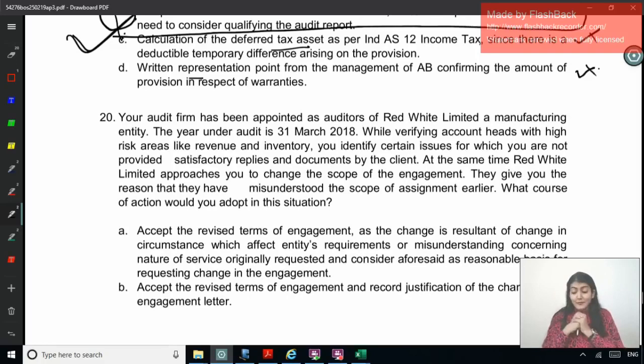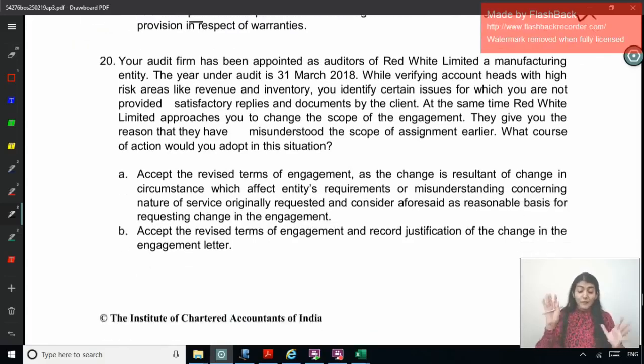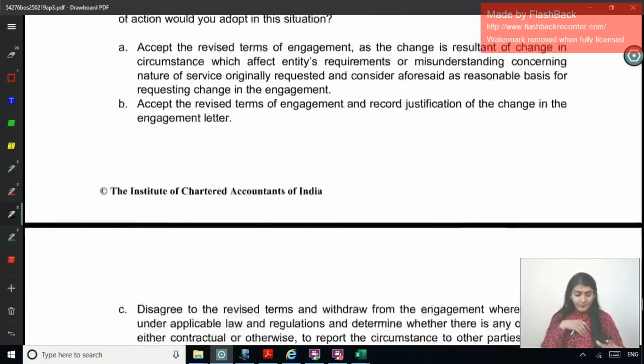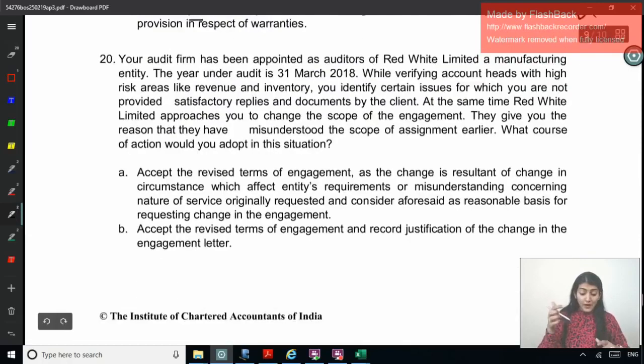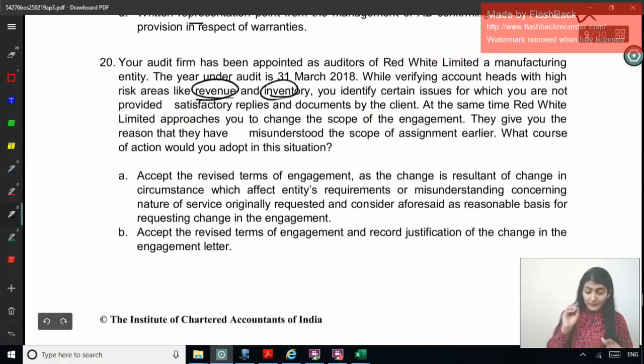Option A: Accept the revised terms of engagement as the change is a result of a change in circumstance which affects the entity's requirement, or a misunderstanding concerning the nature of service originally requested, and consider it as a reasonable basis for requesting change in the engagement. Accept the revised terms of engagement and record justification of the change in the engagement letter. Option C: Disagree to the revised terms and withdraw from the engagement. Why? Because revenue and inventory is the concern.